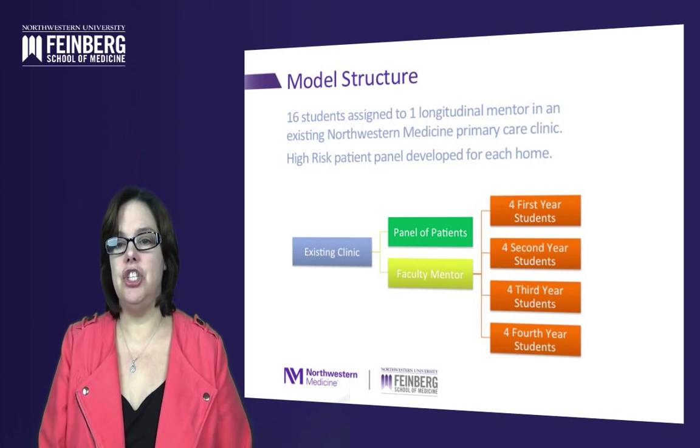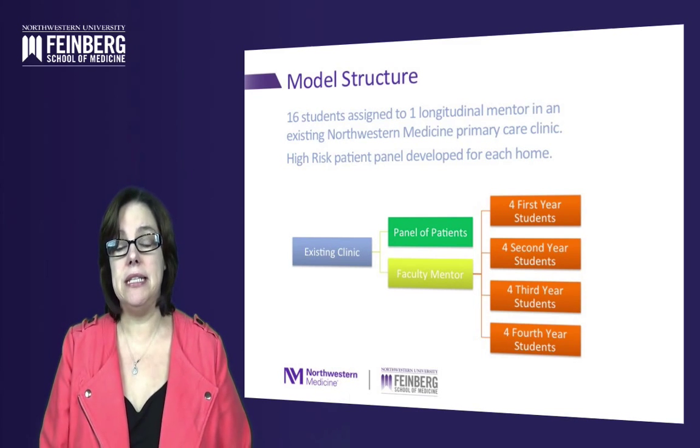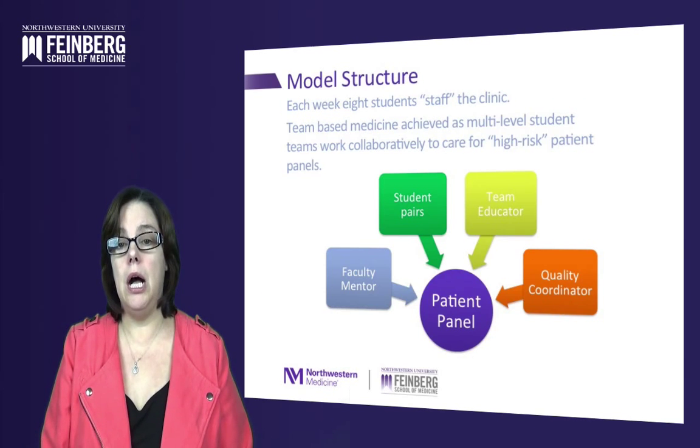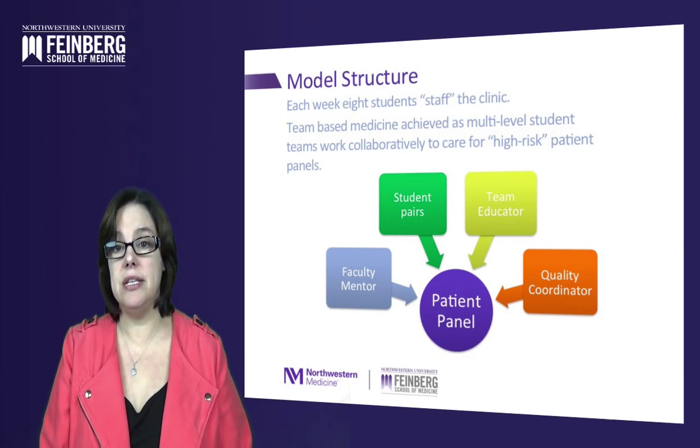So for the ECMH, 16 students are placed in 1 home, integrated from years 1 through 4 over the course of 4 years. About half of the students, 8, go to clinic 1 half day a week, and 8 go the other half day a week throughout their 4 years of training. The ECMH students are assigned a high-risk pool of patients from their preceptor as their panel, which they track for the 4 years. They work on quality improvement and patient safety projects.